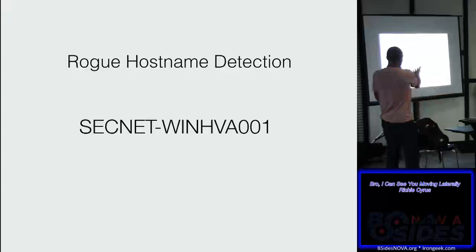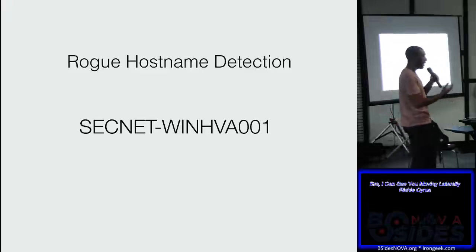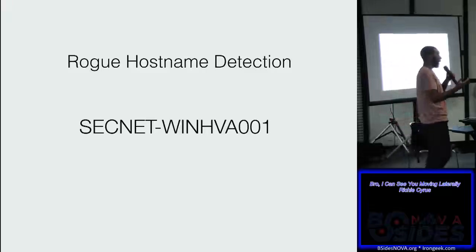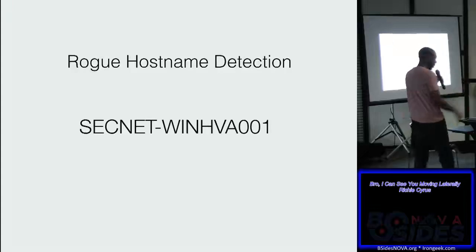So for this, it was like, hey, SecNet is our company name, it's a Windows device, and it's a host, and it's located in Virginia, and we gave it the tagging ID of 001. So the script basically checks for any NTLM host name that's outside of this naming convention, and then it'll send it to the notice log.